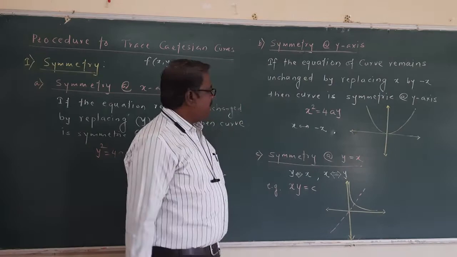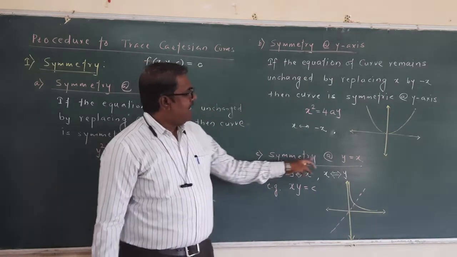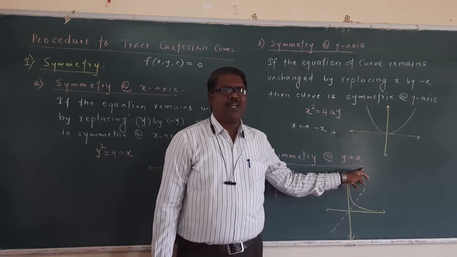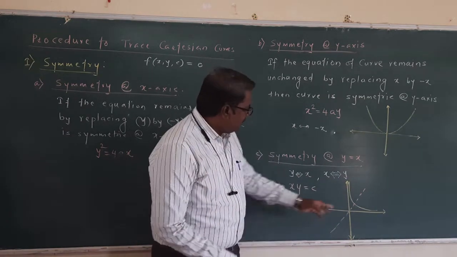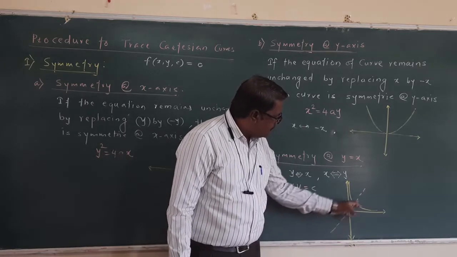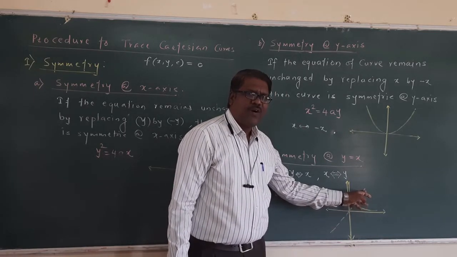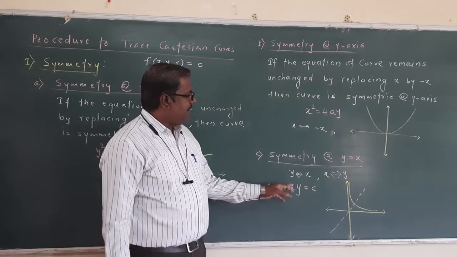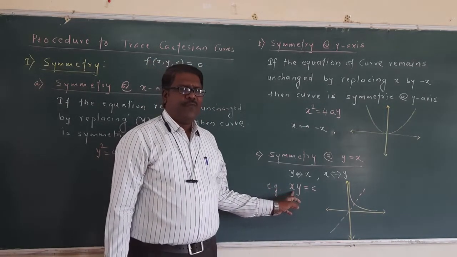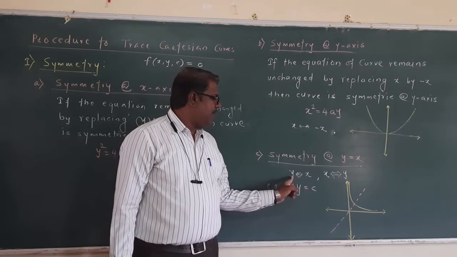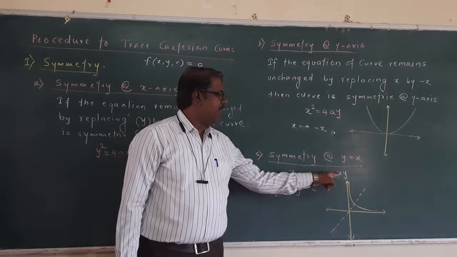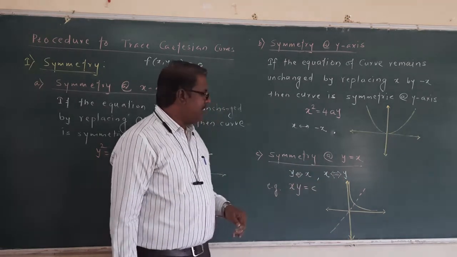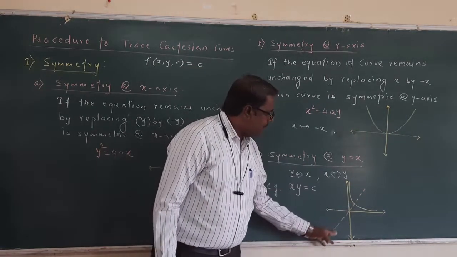The next point of symmetry, it is symmetry about the line y is equal to x. Friends, what is the line y is equal to x? So this dotted line represents it, and its equation is y is equal to x. Now the condition is, if in the given equation we replace y by x and x by y, and if equation remains as it is, then curve is symmetric about the line y is equal to x.